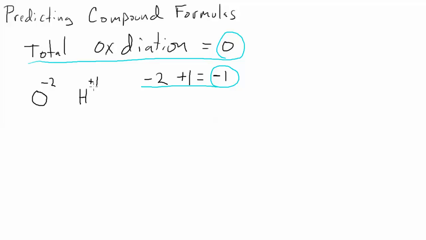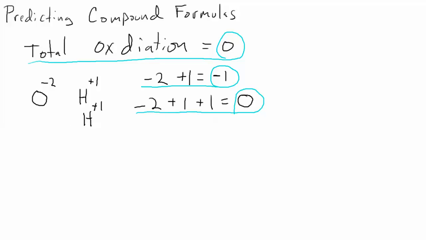The answer to that question is we might need more than one of the two elements. So what if we had another hydrogen? Its oxidation would also be +1. So now we've got -2, +1, and +1, and that equals 0. So that's the key. We want to try to get the right amount of each element so that the total oxidation will equal 0.